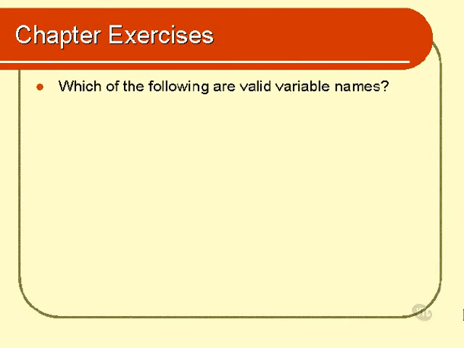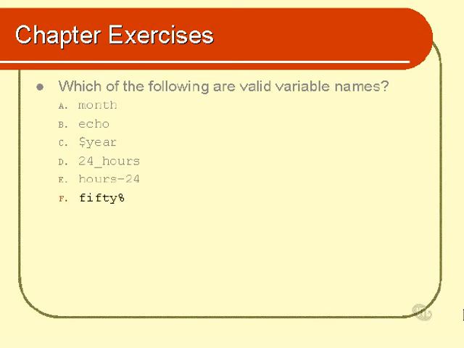The first exercise is to determine which of these variable names that I'm going to put up on the screen are actually valid variable names and which of them will give you error messages. The first one is the variable called month. The second one is a variable called echo, then $year, 24_hours, hours-24, 50%, first space name, just the letter A, _first_name, and winner exclamation mark.